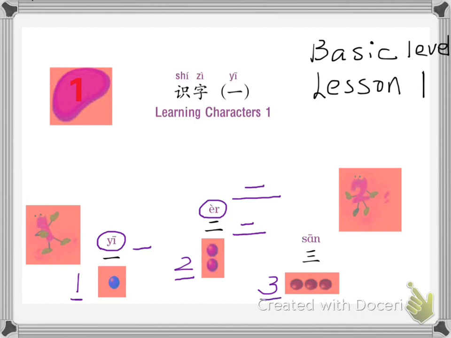This is number 3. The pronunciation is like this. San. The writing is like this. This is the first stroke, this is the second stroke, and this is the third stroke. The first stroke is always short, the second stroke is short, and the third stroke is long.